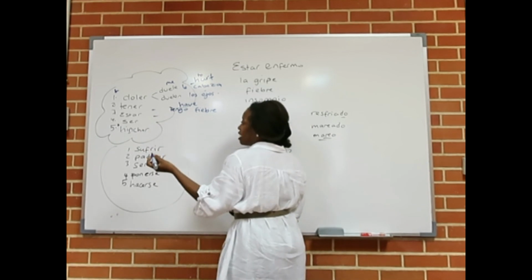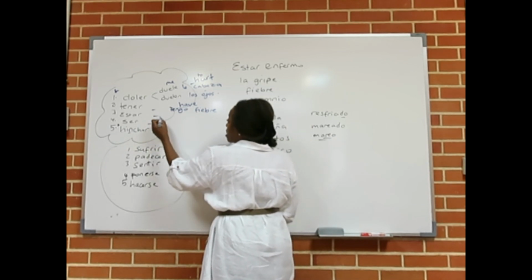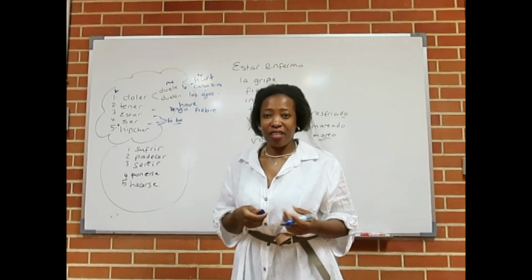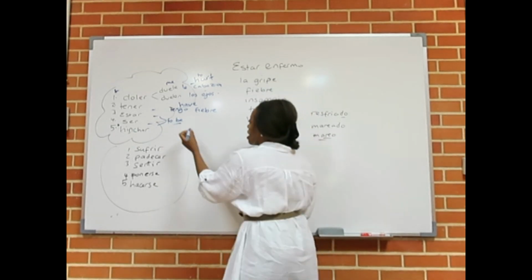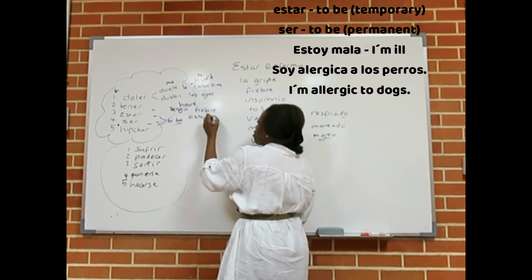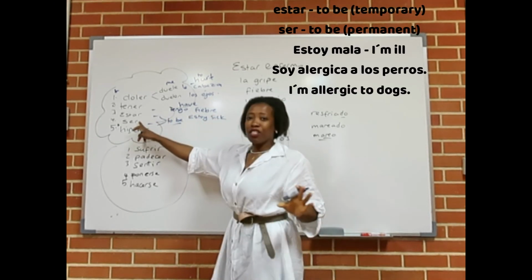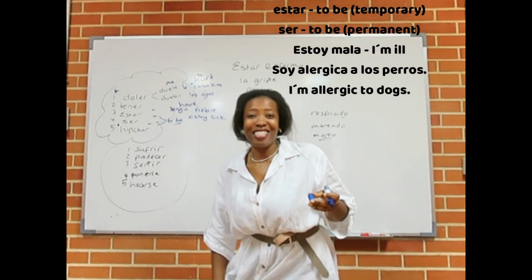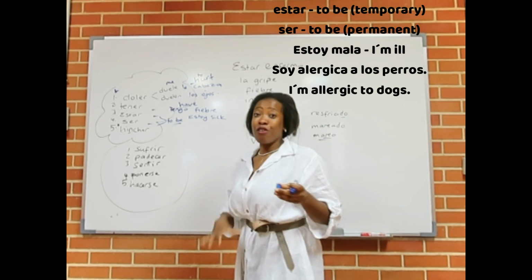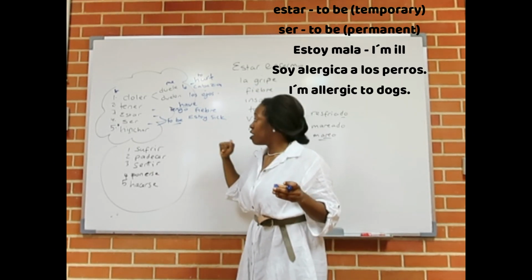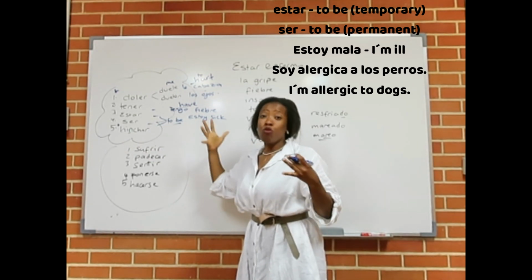Estar and ser mean the same, to be. I am sick. Estoy mala. I am sick. Remember, estar is non-permanent. It's for some illnesses and for states that are only temporary. You're only going to be sick for a little while, hopefully. While ser is more permanent.